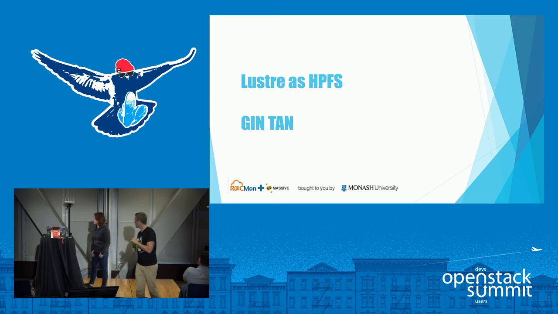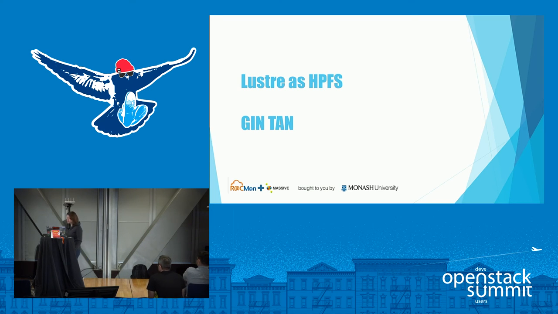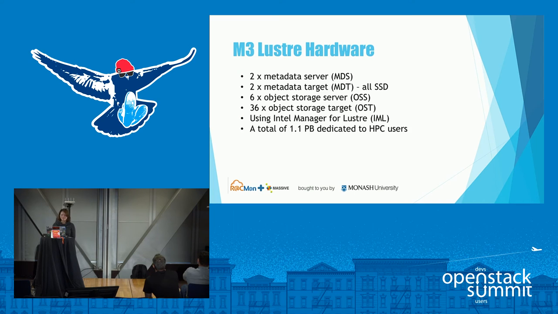Hi guys, I'm Jin. I'm here to talk about Lustre as a high-performance file system. It's great that I don't have a lot of marketing slides, so I'll just jump straight into the technical details. So, M3 Lustre hardware. We got two MDSs and two MDTs. As Wojciech mentioned before, we need the MDS, MDT, OSS, OST to run the Lustre file system. In M3, we are using the Intel Manager for Lustre to manage the file system. We got a total of 1.1 petabytes of usable file system dedicated to the M3 HPC users.